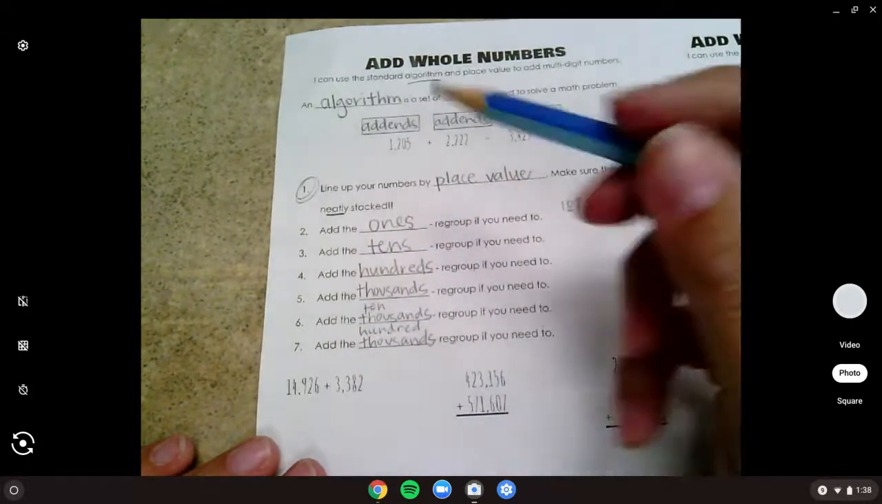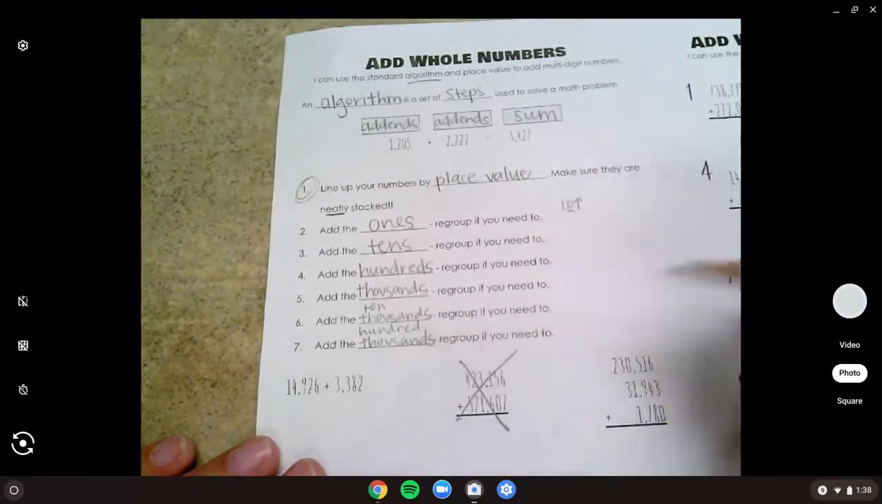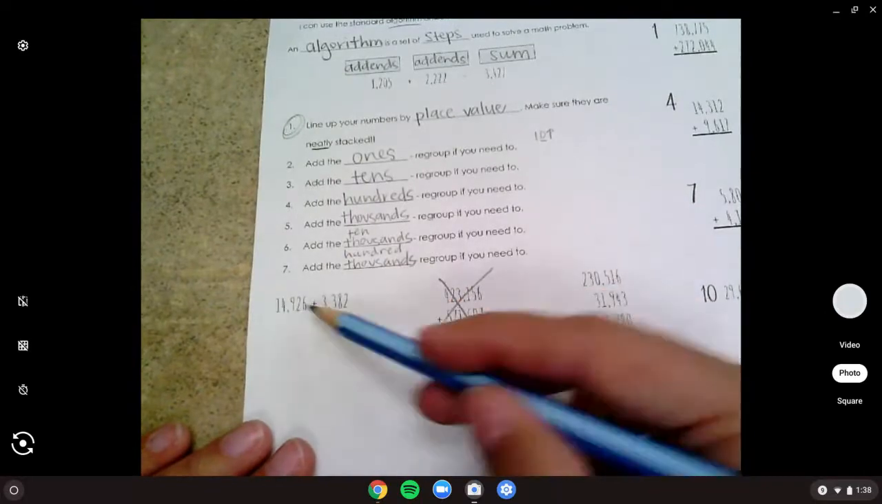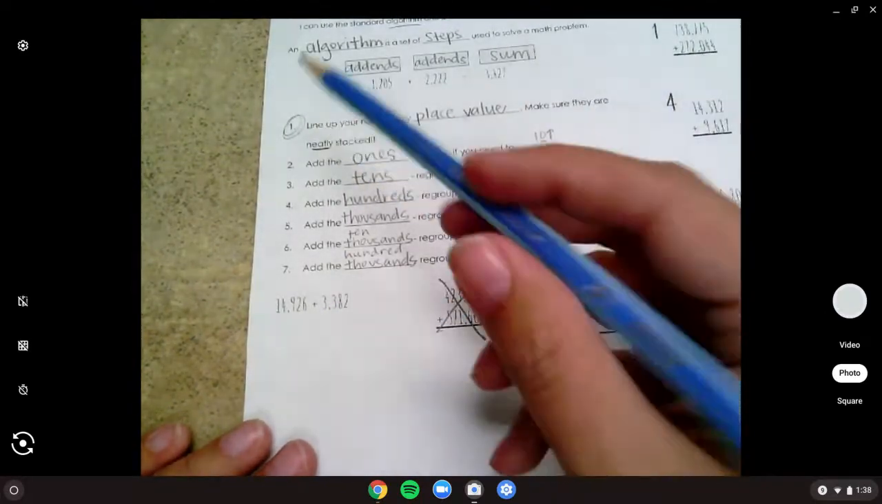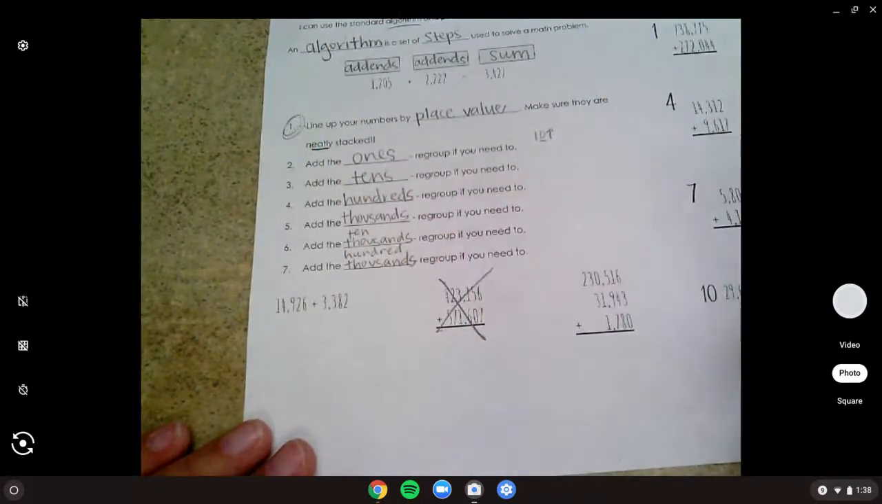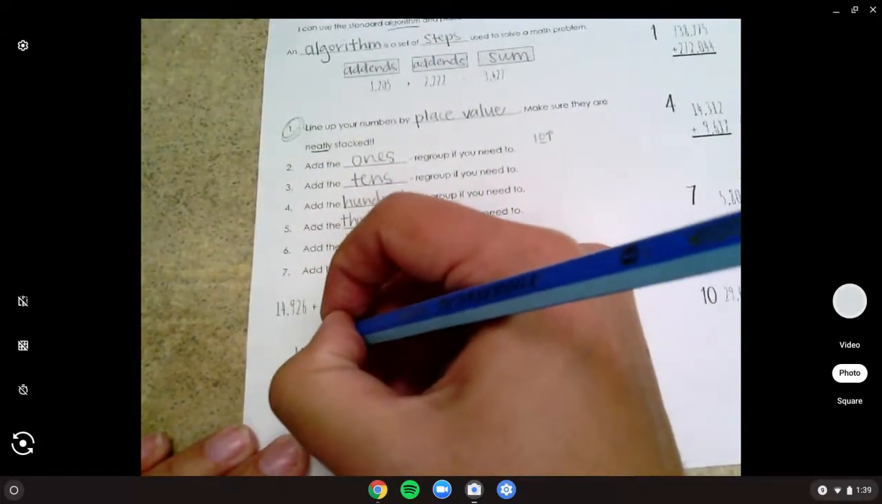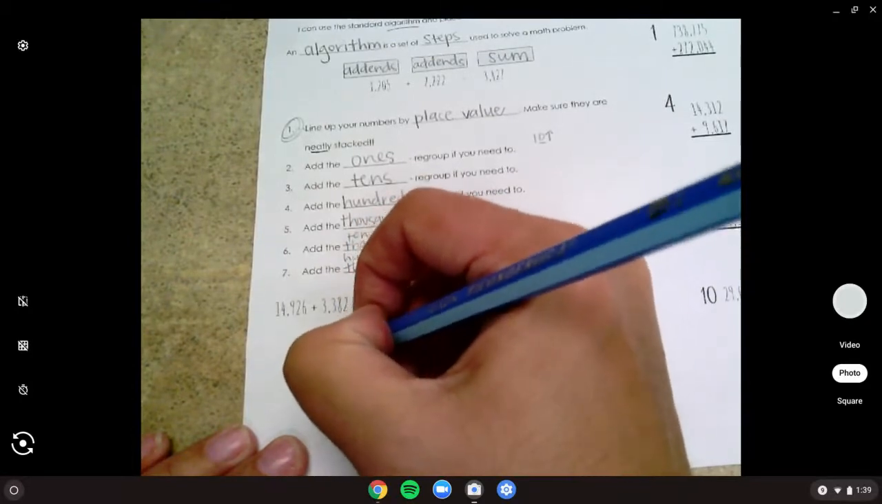So let's do, Miss Wells is going to do 2 practice problems. I'm going to skip this middle one so you can cross out that middle one. For this first one, I have my problems written sideways. I need to make sure that I line them up by place value and they're stacked neatly. To do this, I'm going to start by writing my first number again.